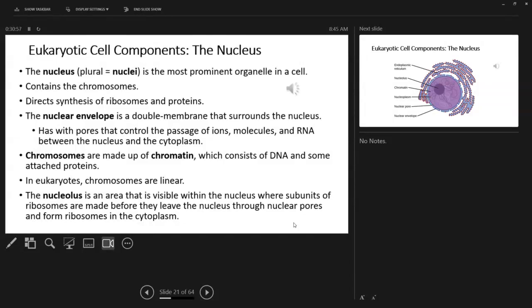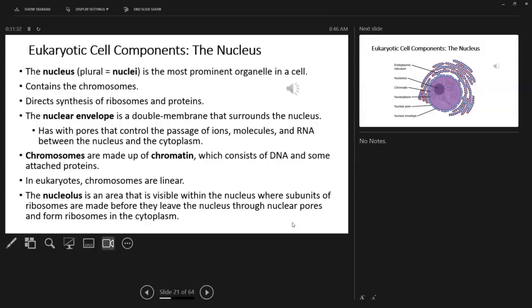So the information for making a protein molecule is stored in the genes, in the chromosomes. Remember, protein is made up of a long chain of amino acids. The information in the genes tells the ribosomes, which make the proteins, which amino acids to put together in what order to make that protein molecule. And the ribosomes are made in the nucleus.